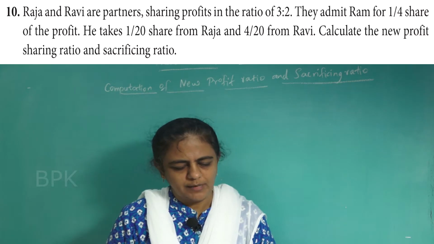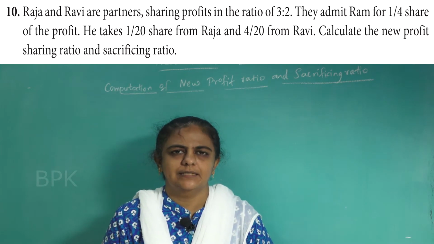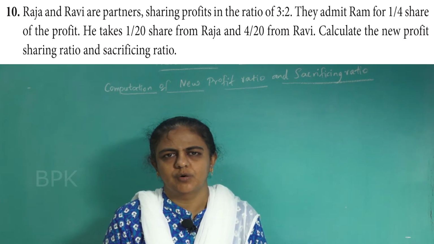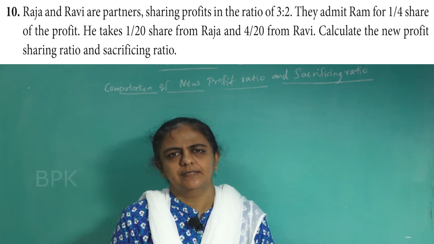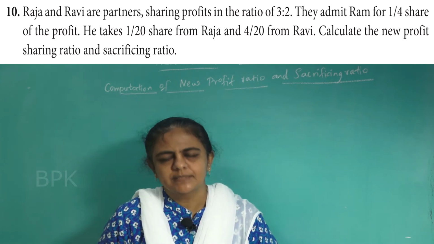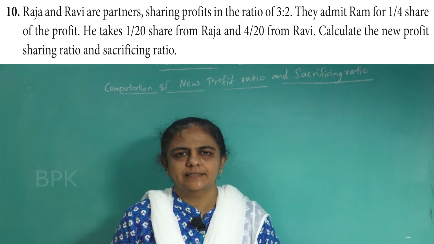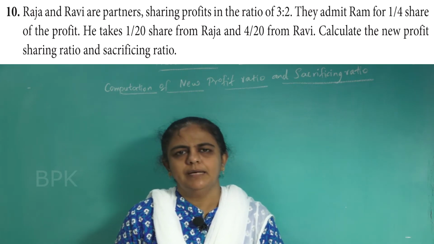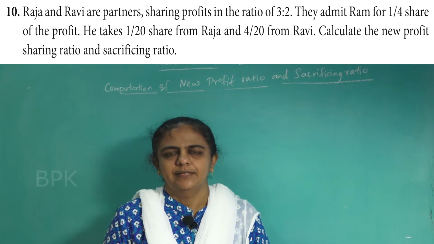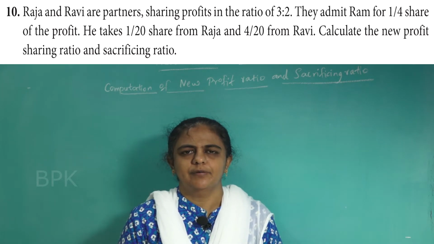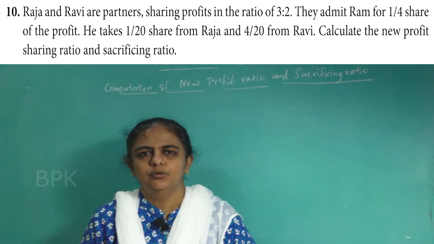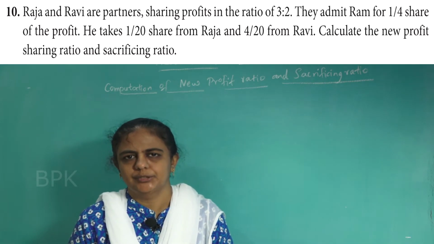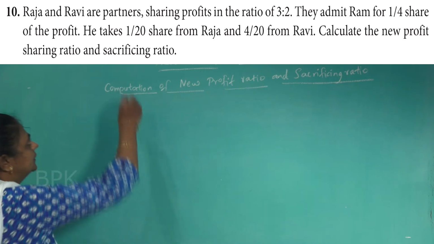So here two partners are there, Raja and Ravi. Their old ratio is what? 3:2, and what they are sacrificing is also given. Ram's share is 1/4. He takes 1/20 from the first partner and 4/20 from the second partner. That is the sacrifice. You have to calculate the new ratio and the sacrificing ratio. Okay, so question number 10.